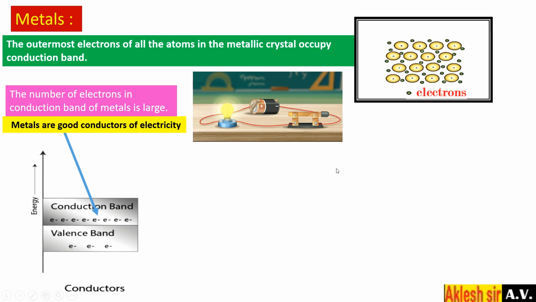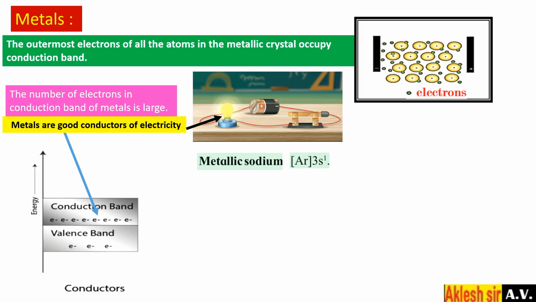of electricity. Here you can see in the animation, the wire is made up of copper metal. As soon as you close the circuit, the free electrons move and the bulb glows. This means that metal is a good conductor of electricity. Electrons can move very easily, and the bulb glows. Okay, next.